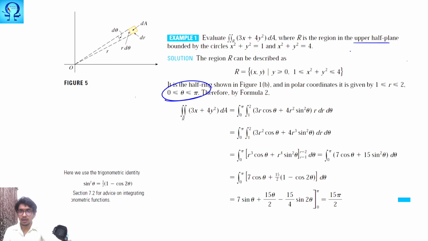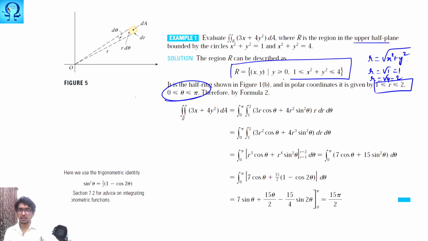Okay, r value. So r is what? It is under root x square plus y square. So x square plus y square is 1 and 4, which means under root 1 is 1 and under root 4 is 2. So your r value lies between 1 and 2. Your region is converted to what now? R is the collection of points (r, theta) with 0 less than or equal to theta less than or equal to pi and 1 less than or equal to r less than or equal to 2.